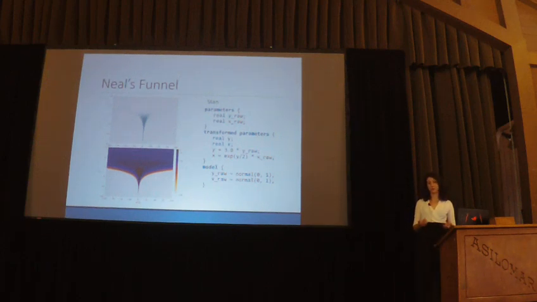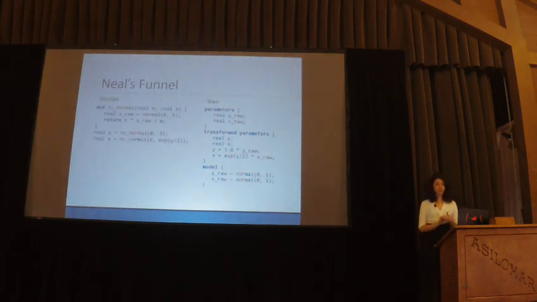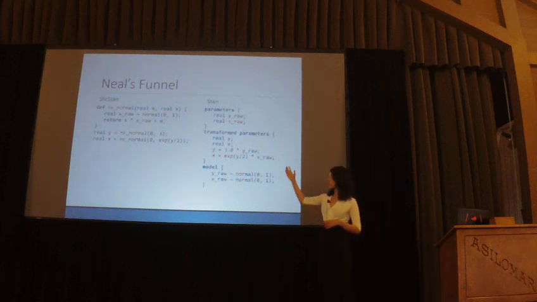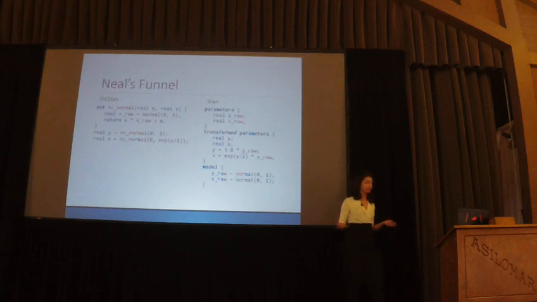But this is not possible in Stan because in order to do so, we have to have a local parameter inside a function, namely X raw. In SlickStan, that's possible, and here is how the program works. So it's a completely standard definition of a function.